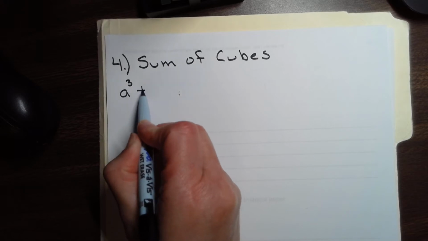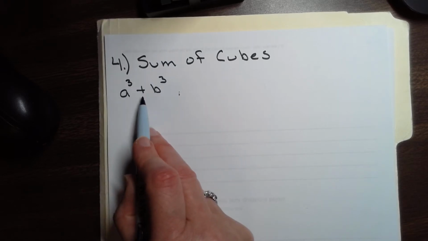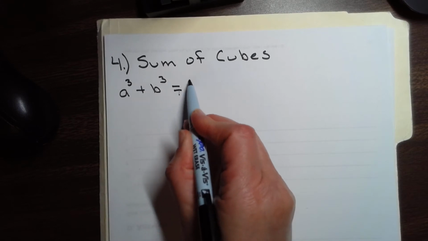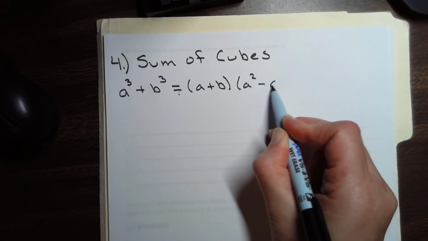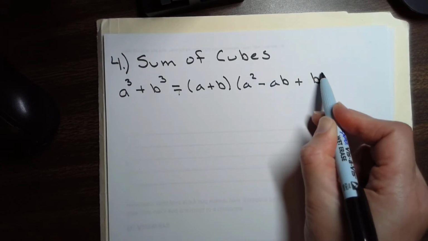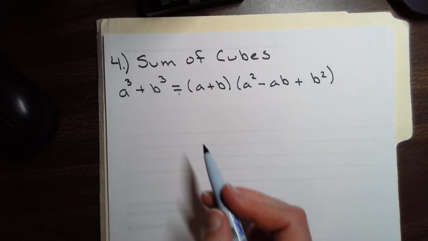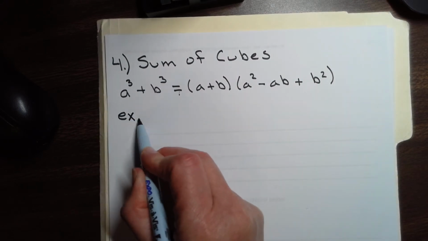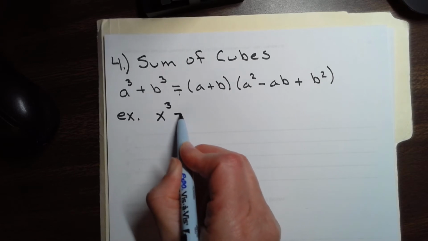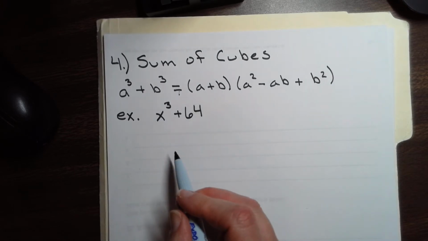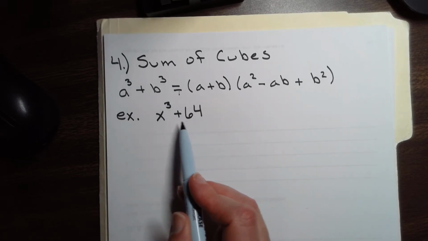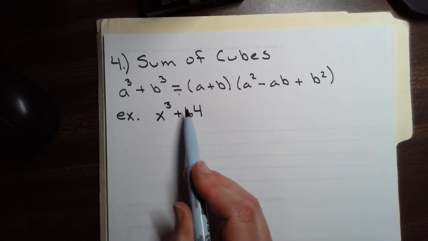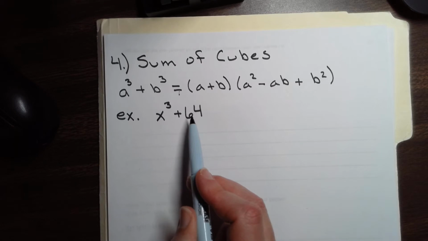So a cubed plus b cubed, again, sum means to add. So that factors to a plus b times a squared minus ab plus b squared. So that would be the formula. So using that formula, let's go ahead and take a look at an example. X cubed plus 64. So I can recognize we have the sum because of the plus, and I also know that these are perfect cubes. If you make that list, the 64 will just come out in your list. So you know that this is a perfect cube.